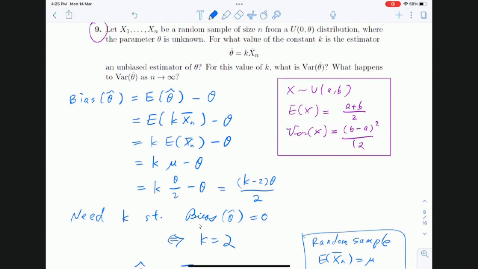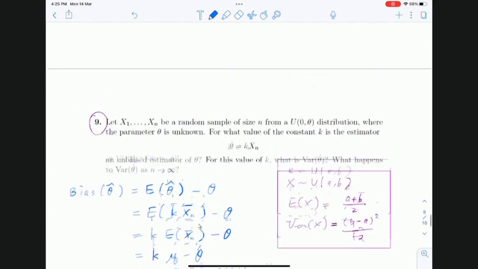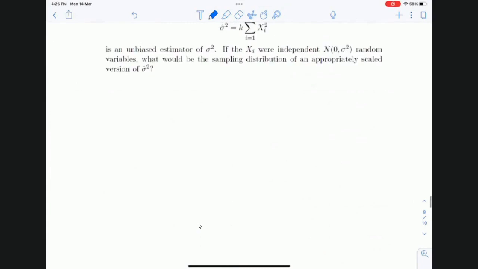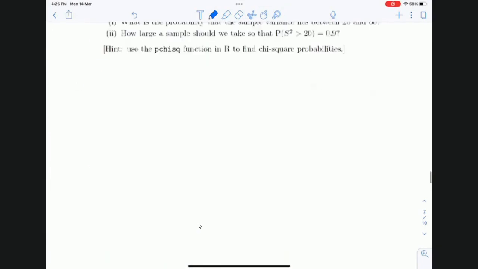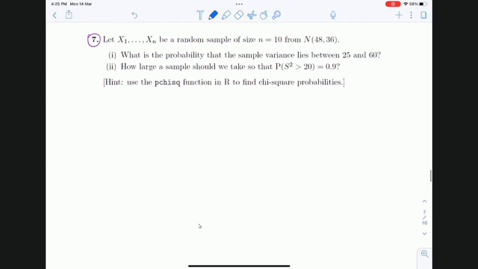Is there any question? Now, using all this, the same technique, you can try to work on question number 8 and question number 10 later. But now here, I would like you to try to work on question number 7, which is a calculation of some probability related to the sample variance.